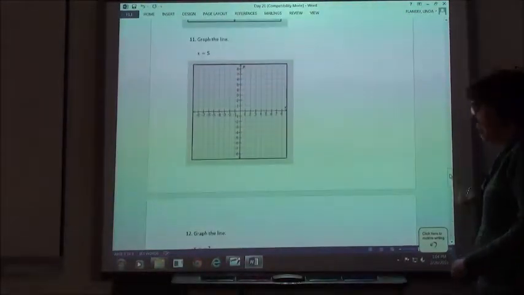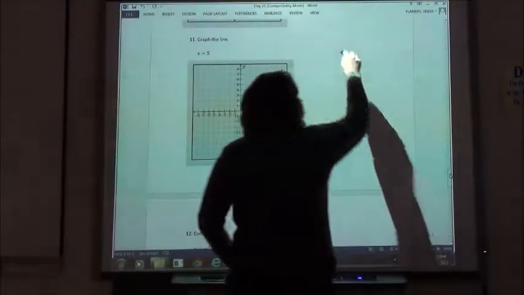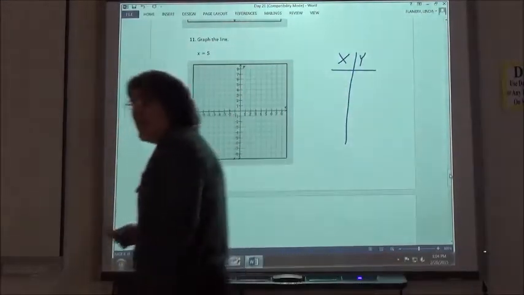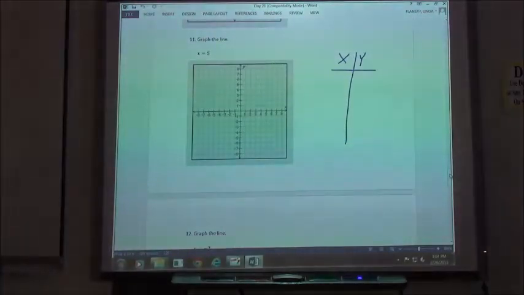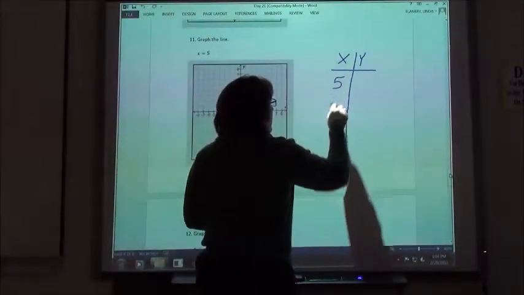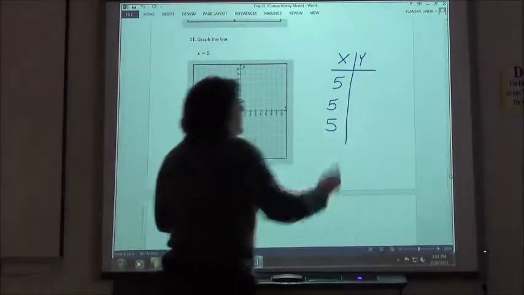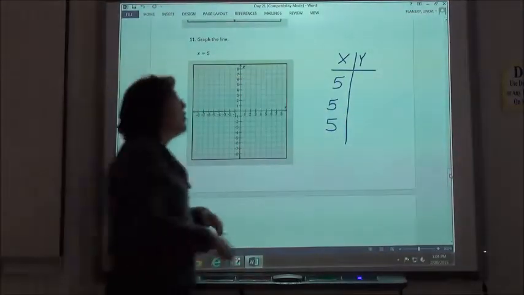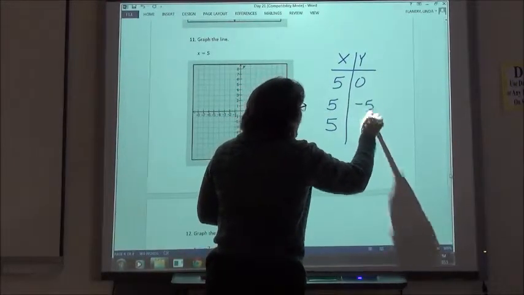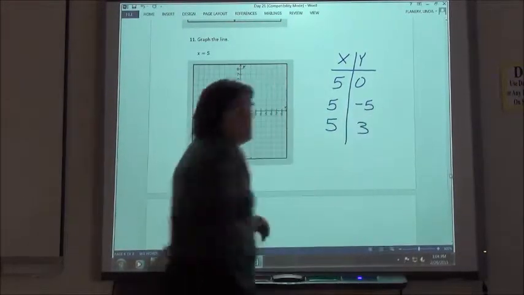So same kind of thing if I have x equals 5. If I were going to make a table with my ordered pairs, it's telling me that every single x value has to be 5. My y values can be whatever we want. I like 0. Maybe I want to use negative 5 and 3 this time.